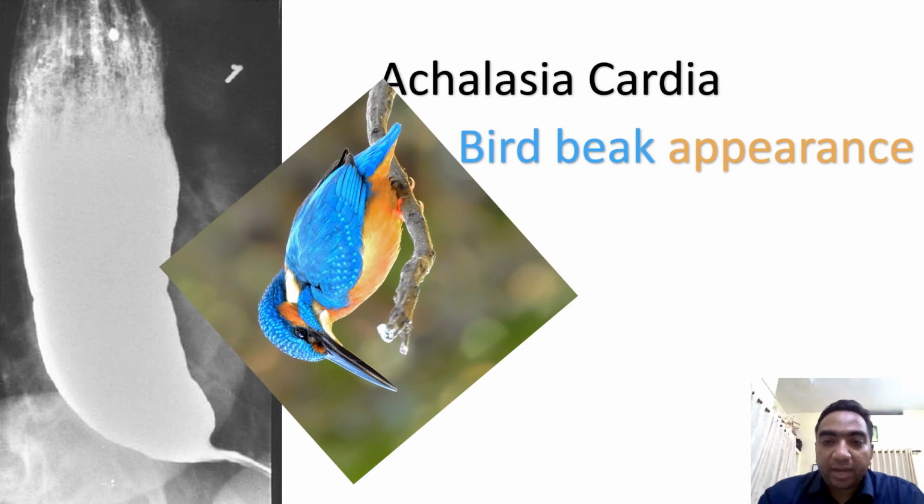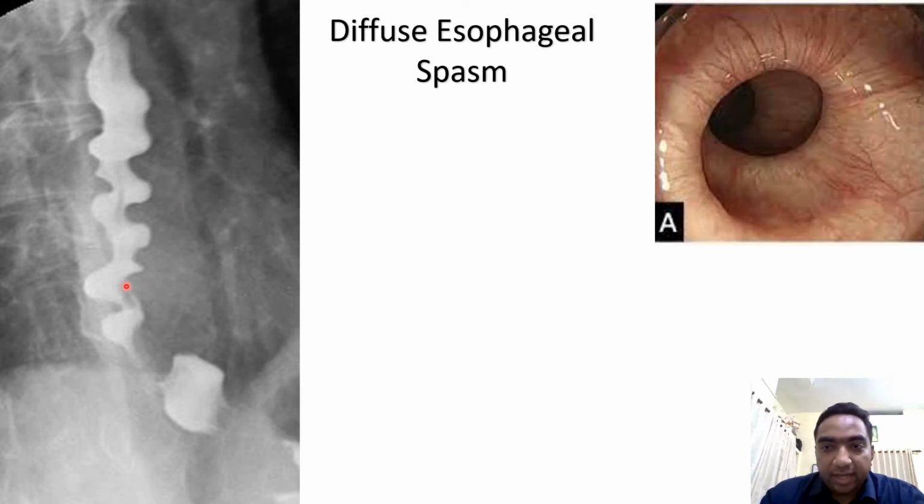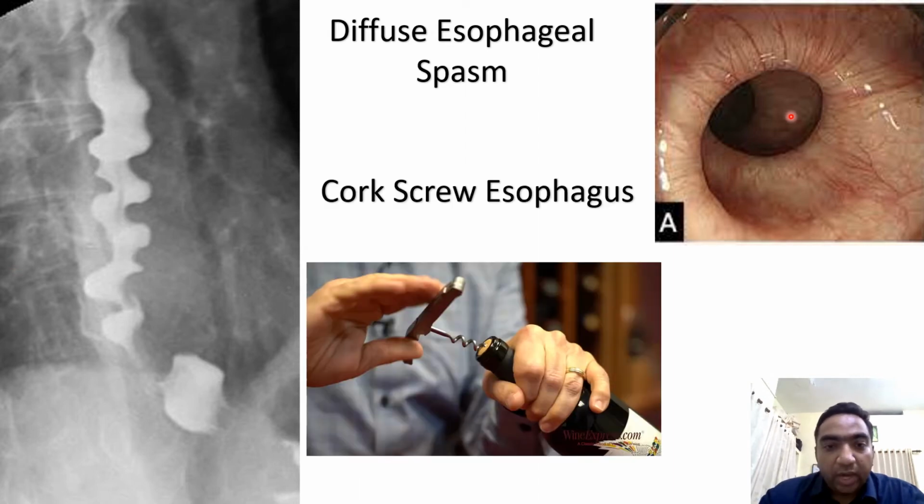The bird beak appearance. Then another disorder which was discovered was diffuse esophageal spasm. The classical appearance of diffuse esophageal spasm is like this. In endoscopy also, an appearance like this was visualized, and it is called a corkscrew appearance. We can see the wine corkscrew appearance of the esophagus. So these were the disorders of motility which were detected before the advent of classical manometry.